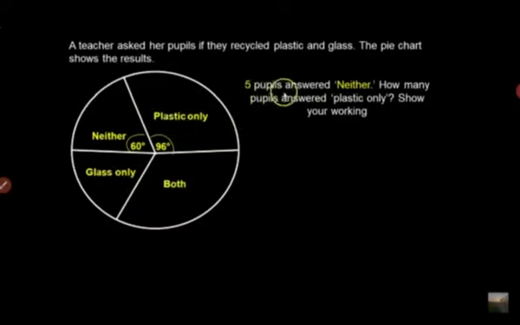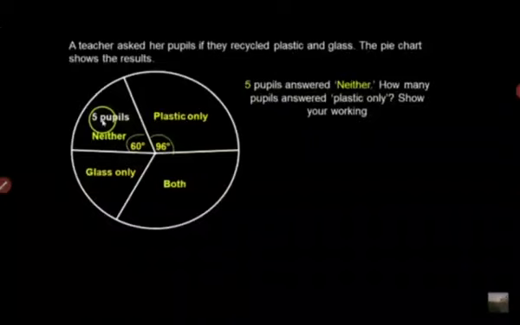Let's look at the question. 5 pupils answered neither. So here, neither is 5 pupils. This sector represents 5 pupils. And one more piece of information given over here is that 60 degrees is equal to 5 pupils. The question goes on to say, how many pupils answered plastic only? So this is what we need to find.